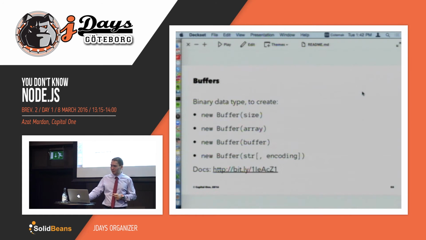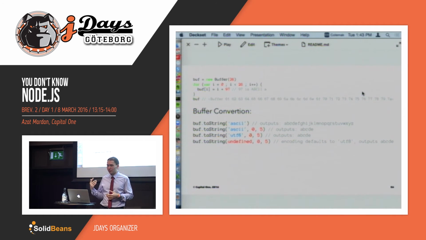Okay, so there is this data type which we don't have in browser JavaScript. It's called buffer. It's a data type for binary data. This is how it looks. It looks like an array of numbers, and then we can use toString to convert it to a string by specifying an encoding.